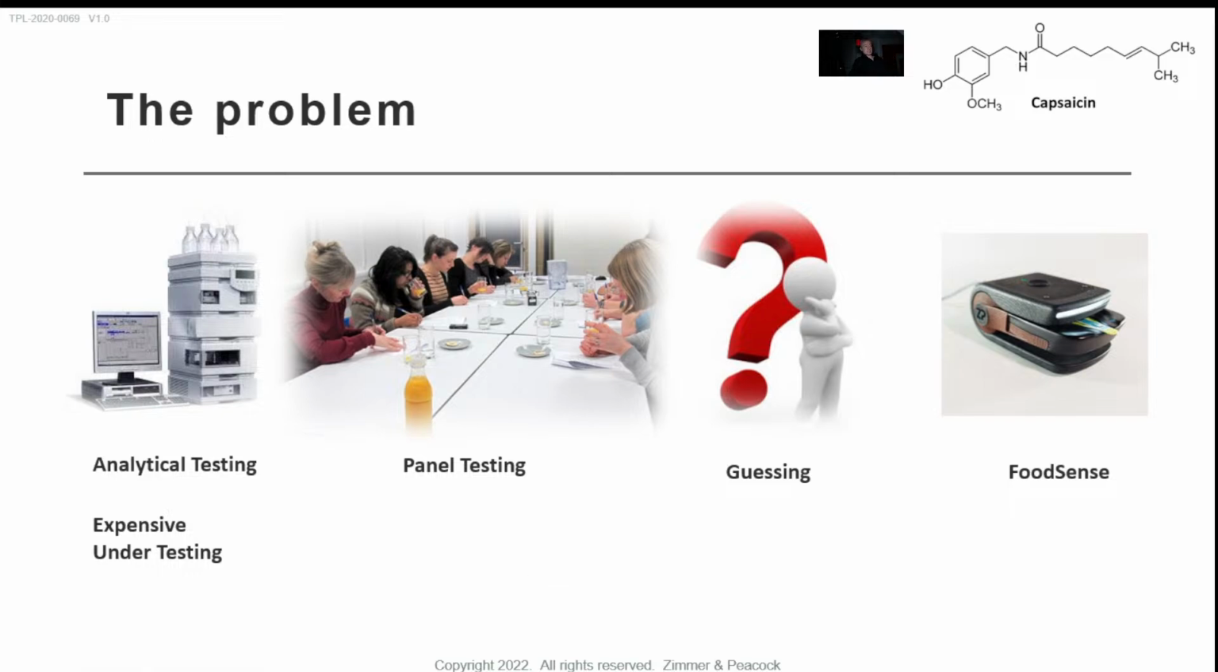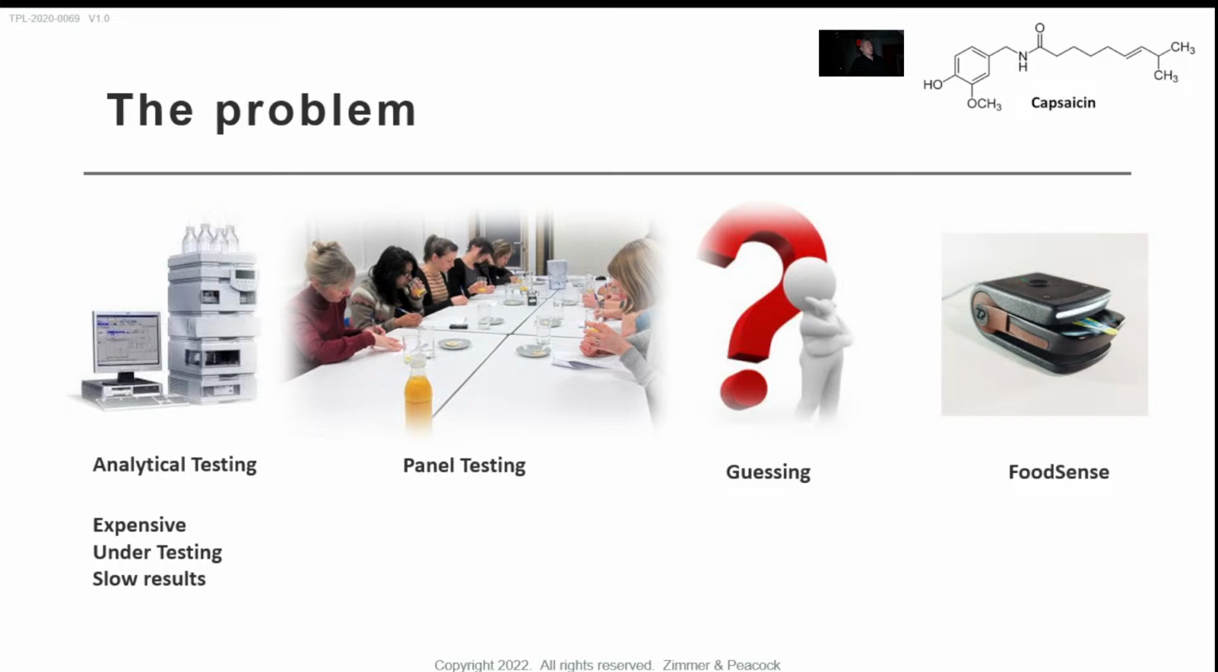Under-testing just means one sample goes to the lab, a certificate of analysis comes back, and that is held as the truth. But it's really an under-tested sample. What you'll see in the results today is if you do something like 5 tests, you will get 5 results, and it reflects the heterogeneity of the chili sample. So under-testing is a problem.